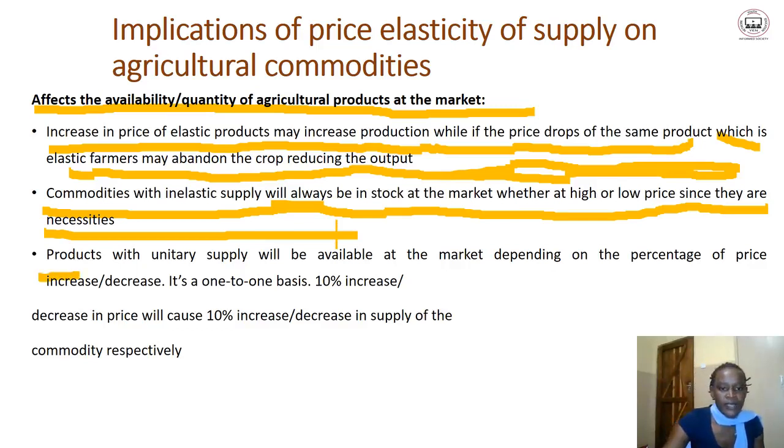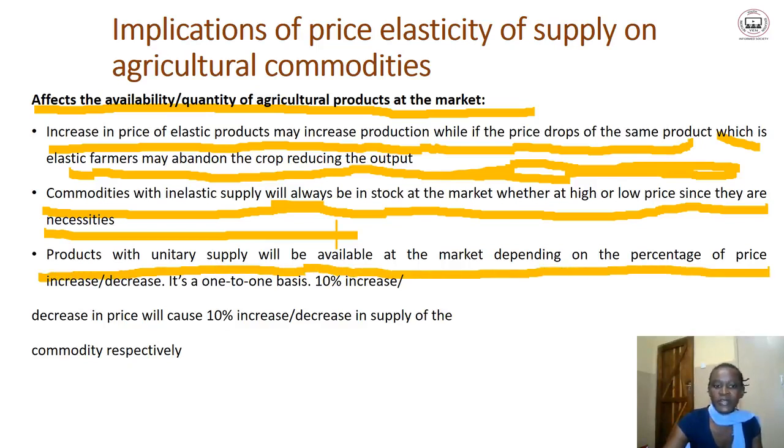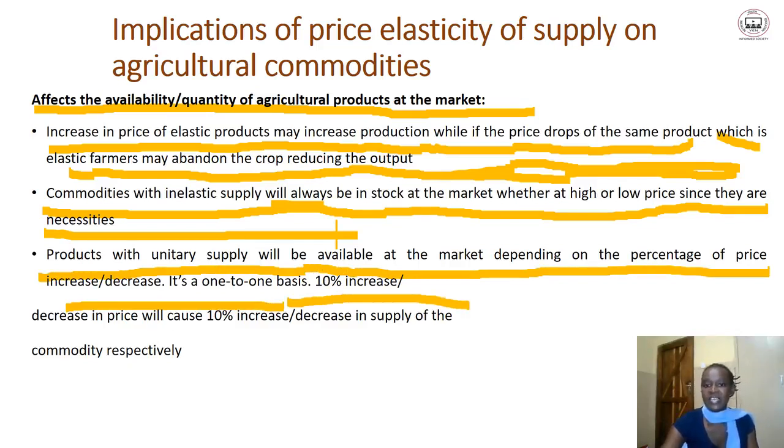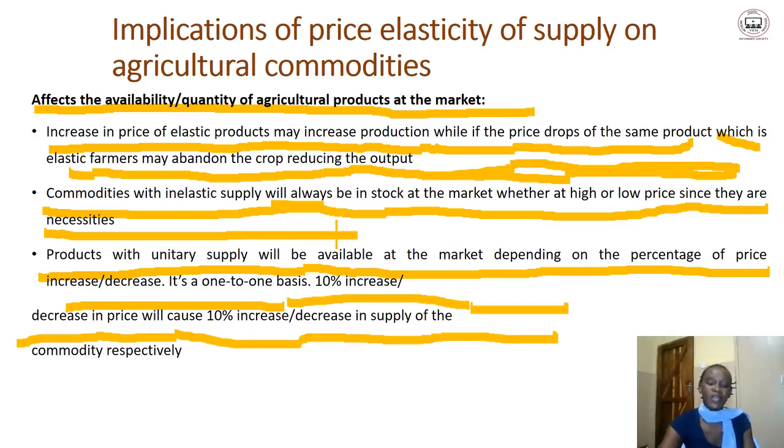And also products with unitary supply will be available at the market depending on the percentage of the price increase or decrease, since it's a one-to-one basis. If there is a 10% increase or decrease in the price, it will cause a 10% increase or decrease in the supply of the commodities respectively. So these are the implications of price elasticity of supply on agricultural commodities.